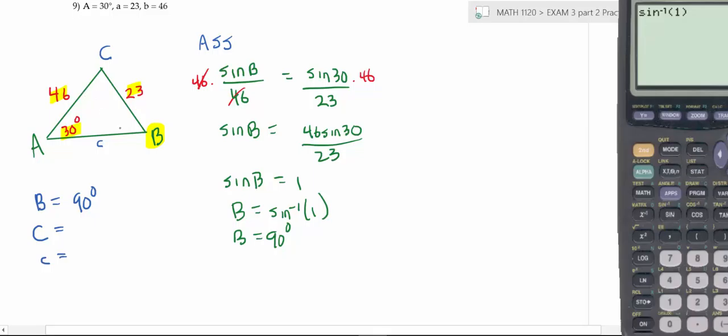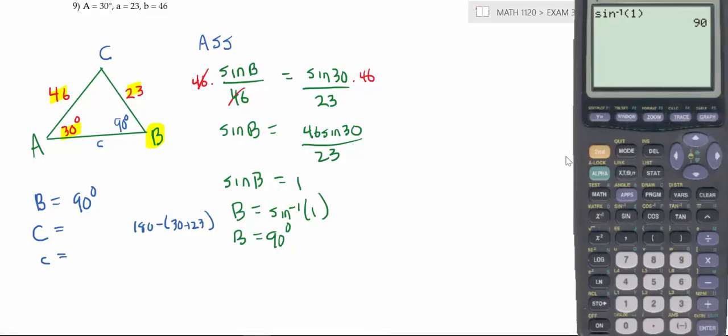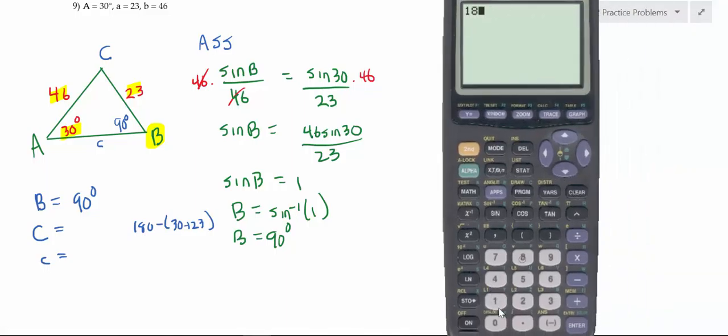So we now know that angle B is 90 degrees. If I wanted to find another part of the triangle, of course I could find C just by subtracting 180 minus 30 plus 23. So I'm going to go ahead and do that on the calculator. So 180 minus the 30 and then minus the 23. Hold on, not 23. I'm sorry, it's 30 and 90. I'm looking at the side. Okay, so that's going to be 60. So we've got a 30-60-90 right triangle, like that.